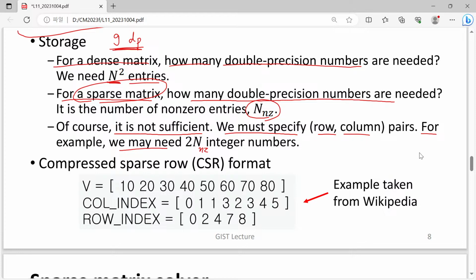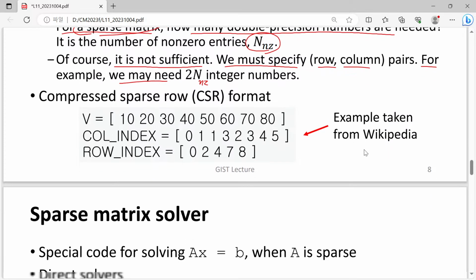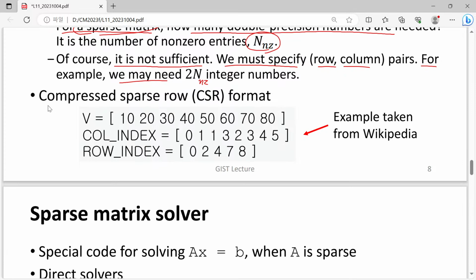Instead of talking about many different tricks to reduce our storage, I will just give one example of a well-known format called CSR, compressed sparse row format. This example was taken from Wikipedia, so you can visit that Wikipedia article and see. But please have a look at this description.